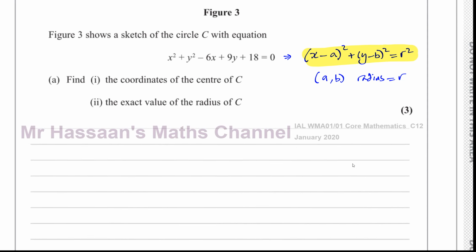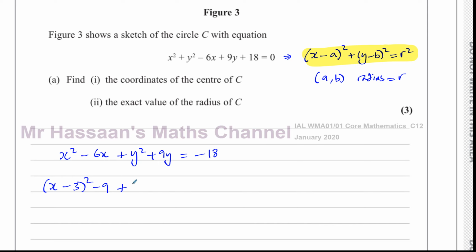So what I'm going to do first is take the x squared and the x term and write them next to each other. So x squared minus 6x, and then the y squared and the y term, y squared plus 9y. I'm also going to subtract 18 from both sides to get rid of this. So now I have x squared minus 6x, which will give me x minus 3 squared. Now if I leave it like this, it's going to give me x squared minus 6x plus 9. I don't want the plus 9, so I'm going to take away 9. So this is basically completing the square for that section.